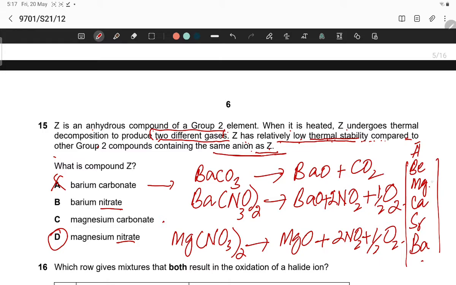Magnesium is above in group 2 and stability increases downward, so magnesium has lower thermal stability than barium. So this is the correct option, and this is incorrect. Magnesium carbonate again gives only one gas, MgO plus CO2. So this is incorrect. The option is correct.